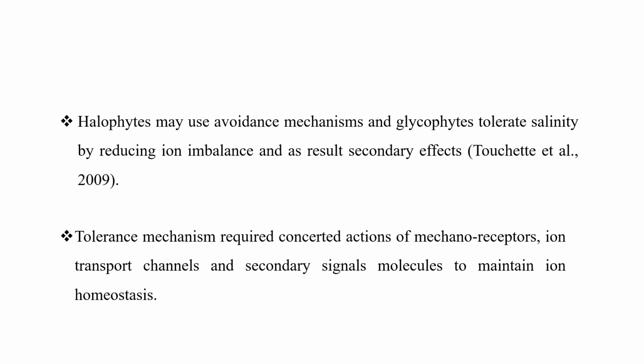So there is a certain type of plants we call halophytes. Halophytes may use avoidance mechanisms and glycophytes tolerate salinity by reducing ion imbalance, and as a result strong secondary effects occur, and plants adopt certain tolerance mechanisms to withstand salinity in the field condition. So the tolerance mechanism requires different types of actions, mechanoreceptors, ion transport channels, and secondary signal molecules to maintain ion homeostasis.